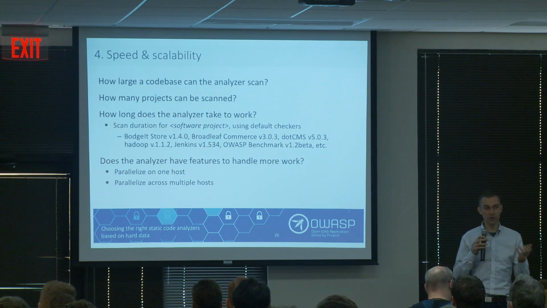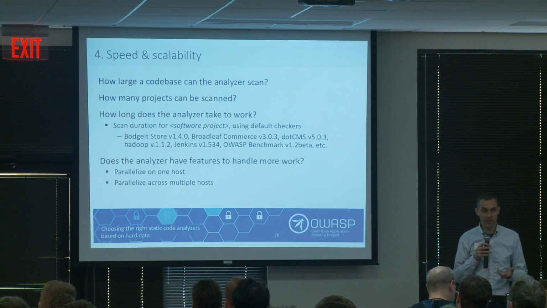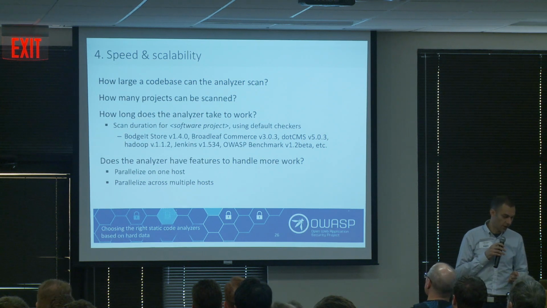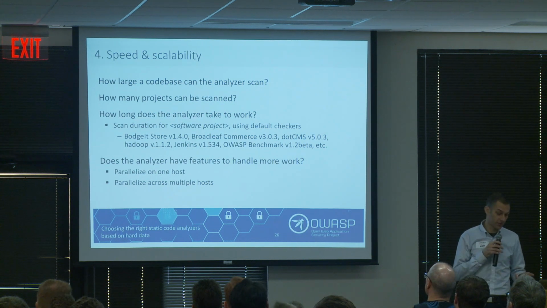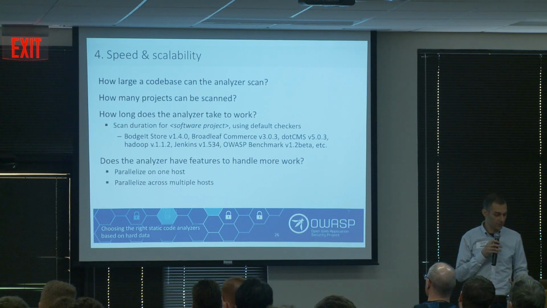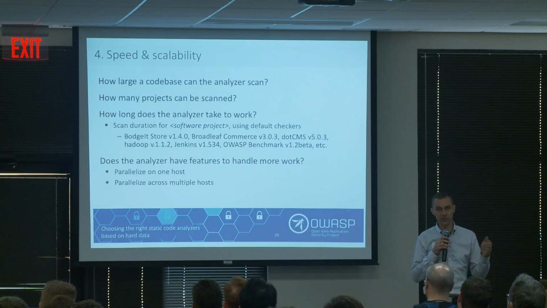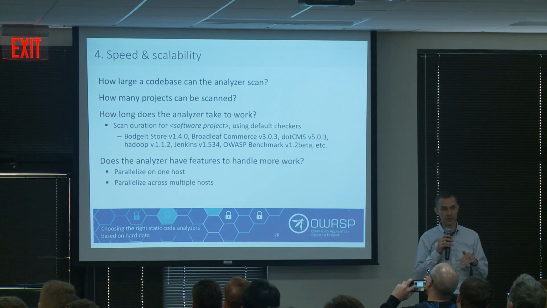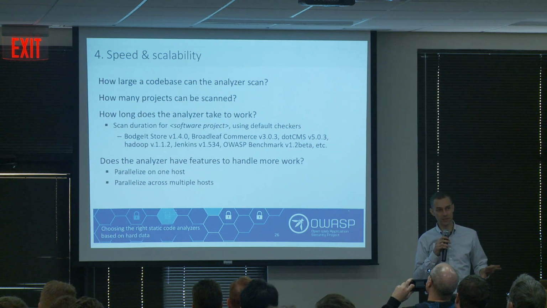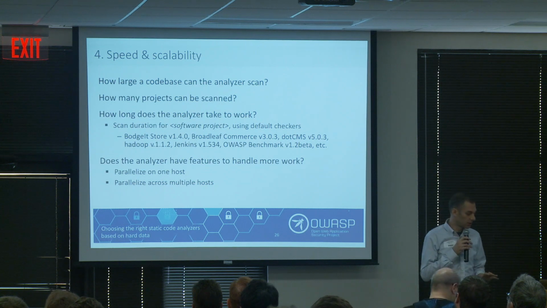So how much of the code base you can analyze at any one time is something you need to pay attention to. How many projects can be scanned? Maybe that's just a licensing constraint, but it's something you need to pay attention to. And how long it takes to work. There are a lot of different checkers written into analyzers, and there's a bunch of different underlying technologies, and they all work in different ways.